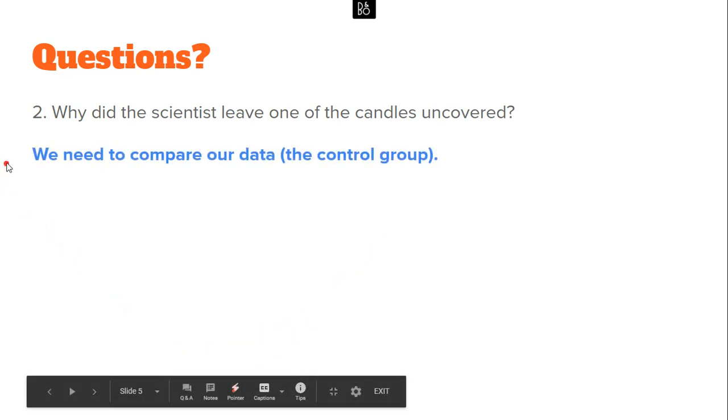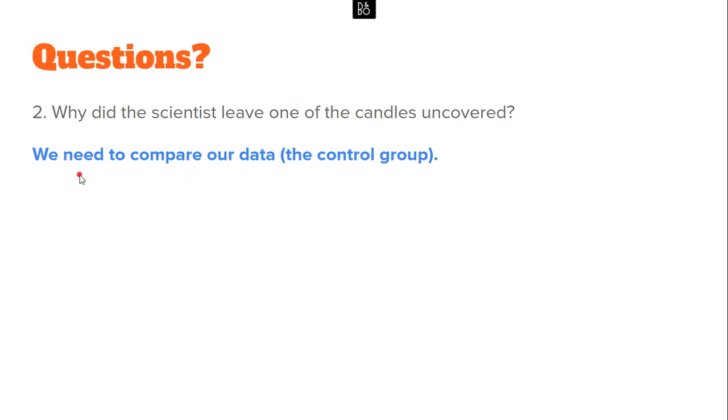Question number 2, why did the scientist leave one of the candles uncovered? You need to copy what's in blue here. We need to compare our data. So we need to look at what happens when we don't do anything to the candle versus what happens when we do things to the candle. This is what we call our control group. Candle number 1 is our control group. Please write what is in blue down. Pause this video if you need to take time to do that.